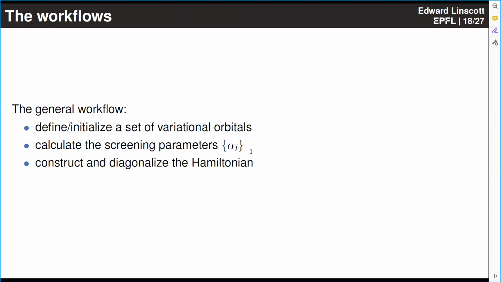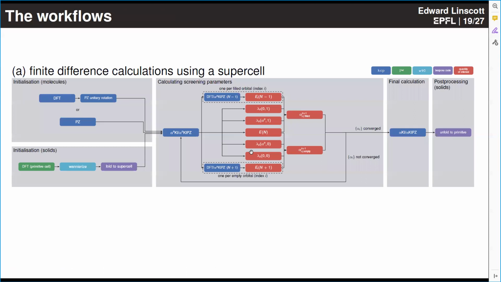Okay, so the general workflow that one has to perform when calculating these Koopmans calculations is you need to define and initialize a set of variational orbitals. You calculate the screening parameters, and then you construct and diagonalize the Hamiltonian. So that's a general workflow, but it can be quite complicated. Here's that workflow as drawn for when we're calculating these total energy differences within this supercell method.